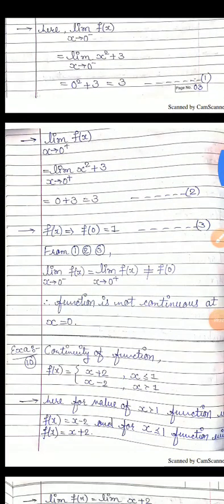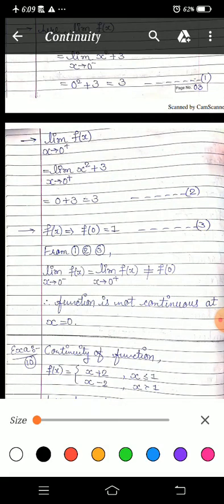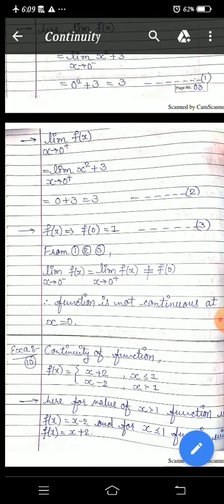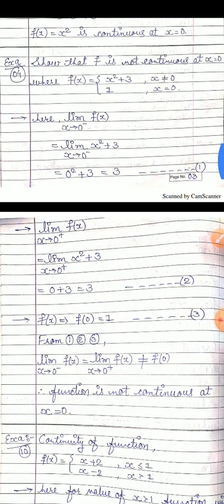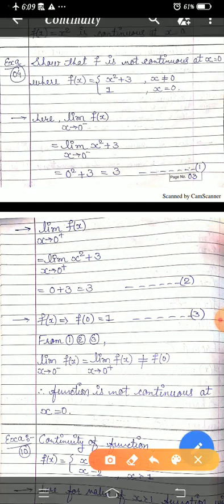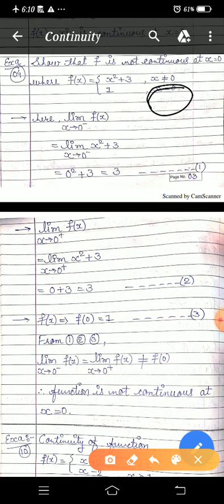Now for the third case, that is the value of the given function at the given point. Here the function f of x is given by x square plus 3 as well as 1. Now we are taking the value of the function at the given point. Here the point is x equals 0. So whenever we take x equals 0, the value of the function will be 1. So f of 0, the value of the function at that given point, is already given, that is 1.